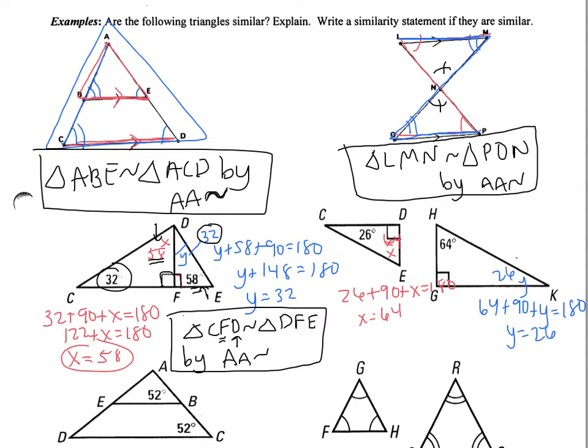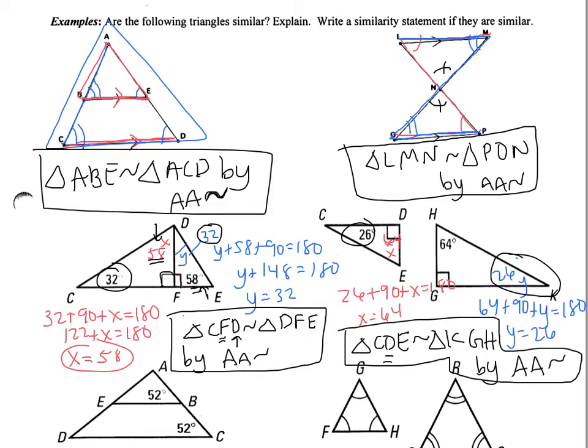Okay, I should notice I have 3 pairs of congruent angles. I only need 2 pairs, but I have 3, so I have a little more information. So the triangles are similar. I'm going to say triangle CDE is similar to, okay, C is 26 degrees. That matches up with K, which is 26 degrees. D is 90, which matches up with G, which is 90. E, which is 64, matches up with H. And then we're going to say by AA similarity.